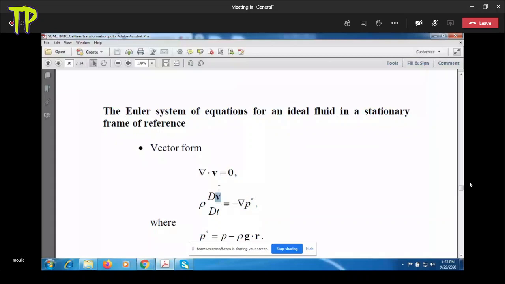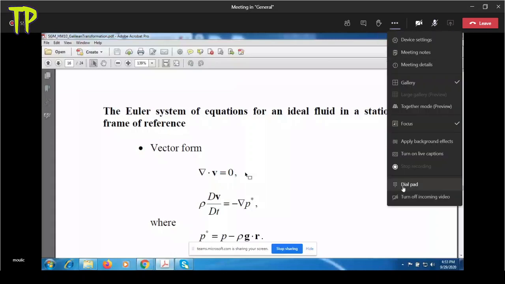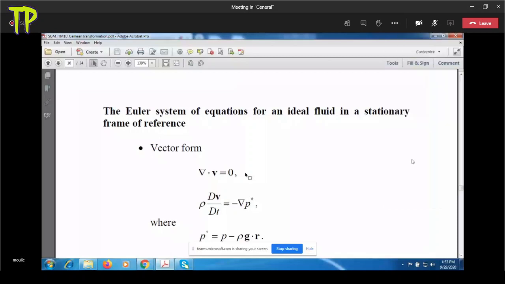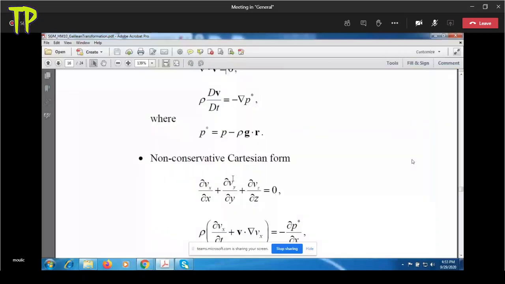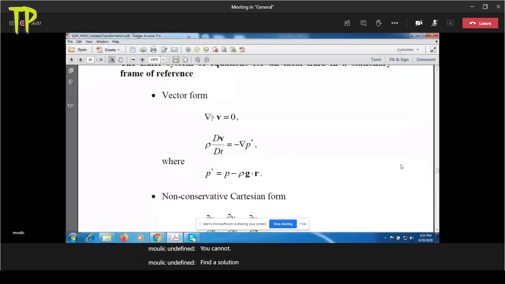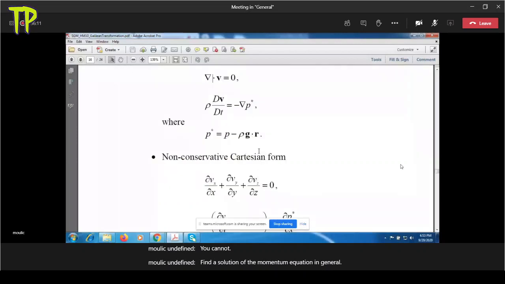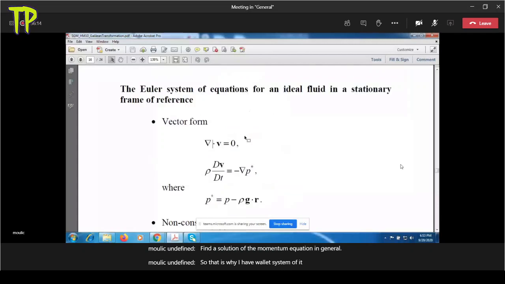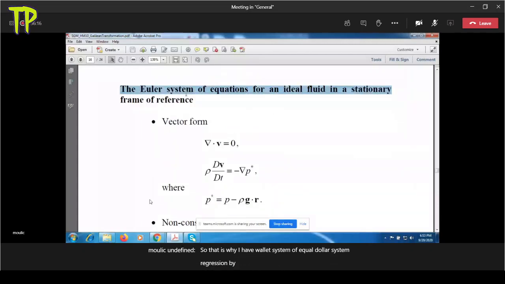The first one is a scalar equation. But if you want a system of equations that you can solve in principle, then you must have the number of equations equal to the number of unknowns. So without looking at the continuity equation, you cannot find the solution of the momentum equation in general. That is why I have called it Euler's system of equations, and I have included the continuity equation in addition to the momentum equation.